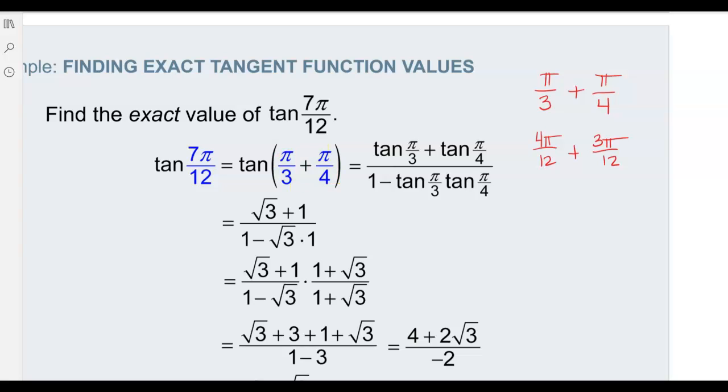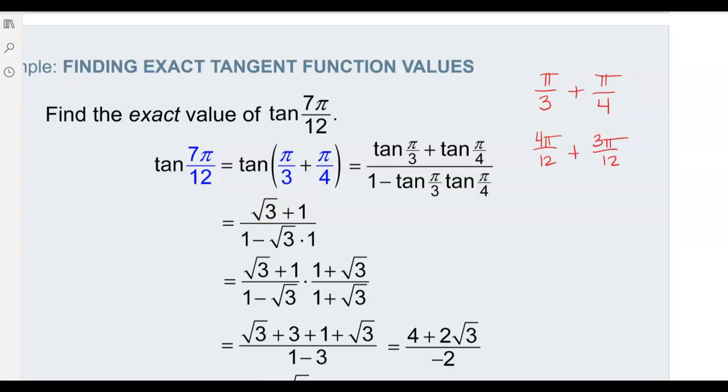What they've done right here is they've plugged those angles into the formula and then extracted the values. You don't have all the tangent values on the unit circle, but we have to think about what's the sine over the cosine, or you could use a calculator here. So tangent of pi over 3 is this value. Tangent of pi over 4 is this value. And then we have 1 minus, and we multiply those two items together.